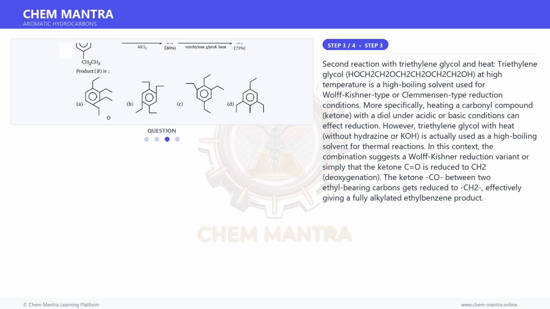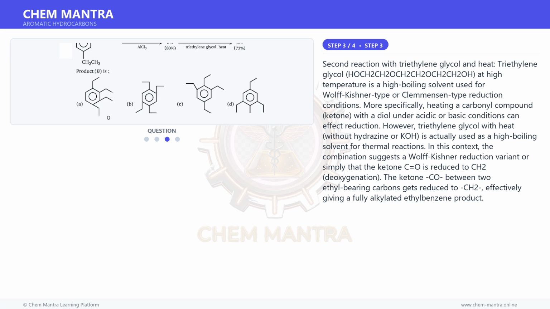Second reaction with triethylene glycol and heat, triethylene glycol, HOCH2CH2OCH2CH2OCH2CH2OH, at high temperature is a high boiling solvent used for Wolff-Kishner type or Clemmensen type reduction conditions. More specifically, heating a carbonyl compound, a ketone, with a diol under acidic or basic conditions can effect reduction. However, triethylene glycol with heat, without hydrazine or KOH, is actually used as a high boiling solvent for thermal reactions.